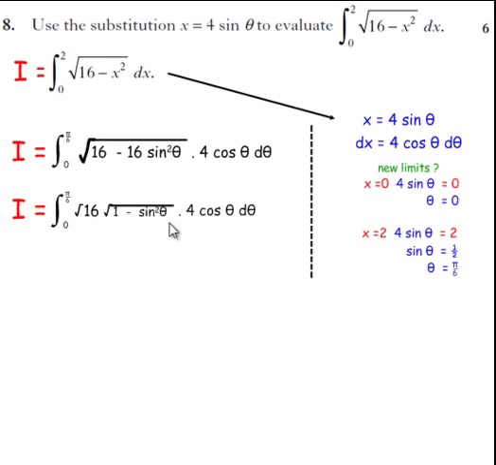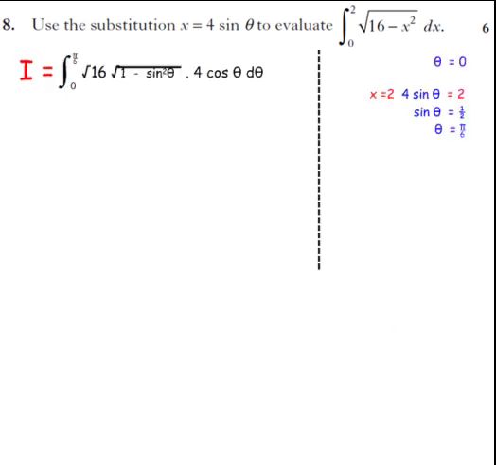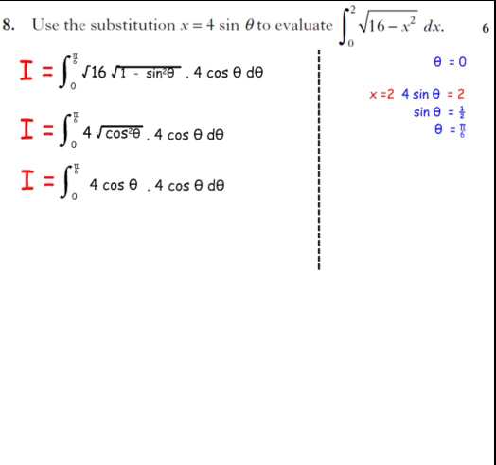Now we know that 1 minus sine squared is cos squared theta. So we can replace this by cos squared theta. Root 16 is 4. So the integral is 4 times the square root of cos squared theta times 4 cos theta d theta. Square root of cos squared theta is just cos theta. So this is just 4 times 4, 16 times cos theta times cos theta, 16 cos squared theta d theta.